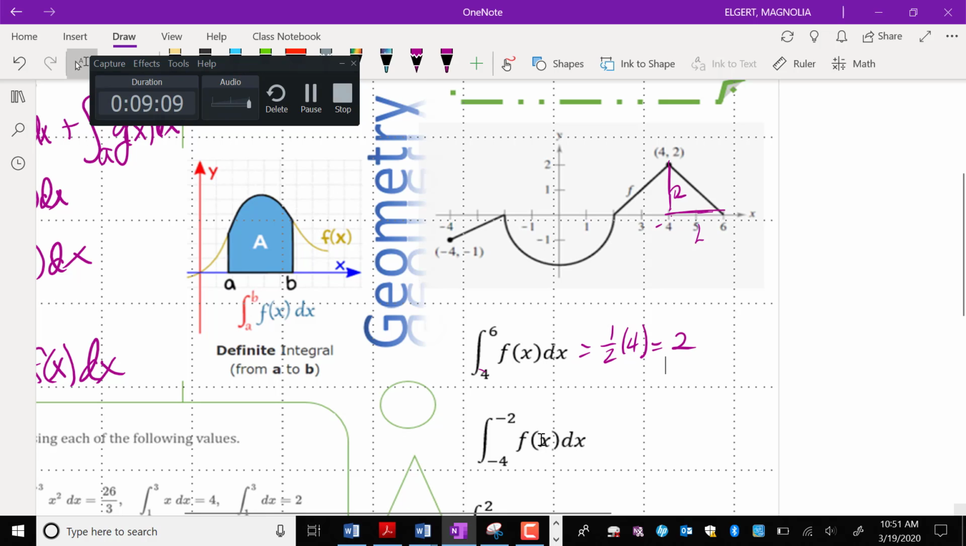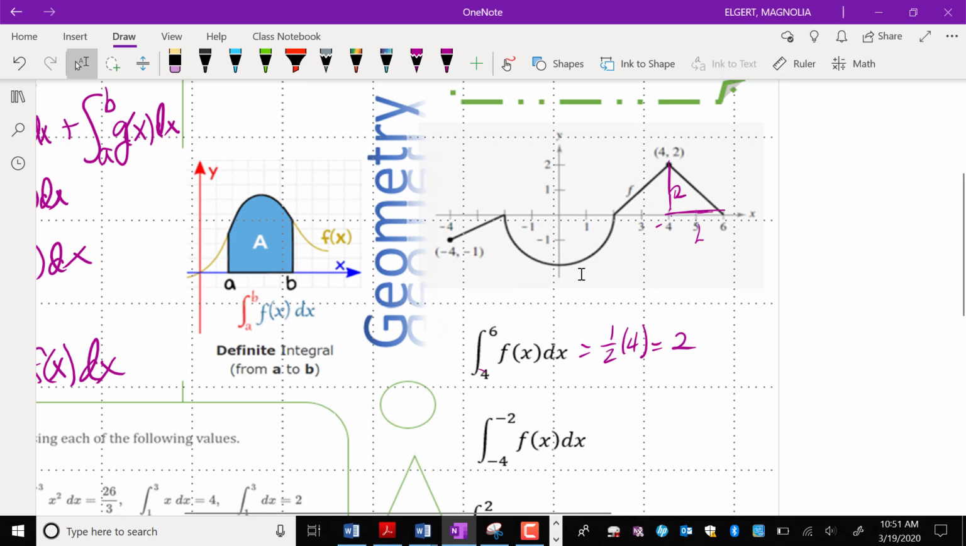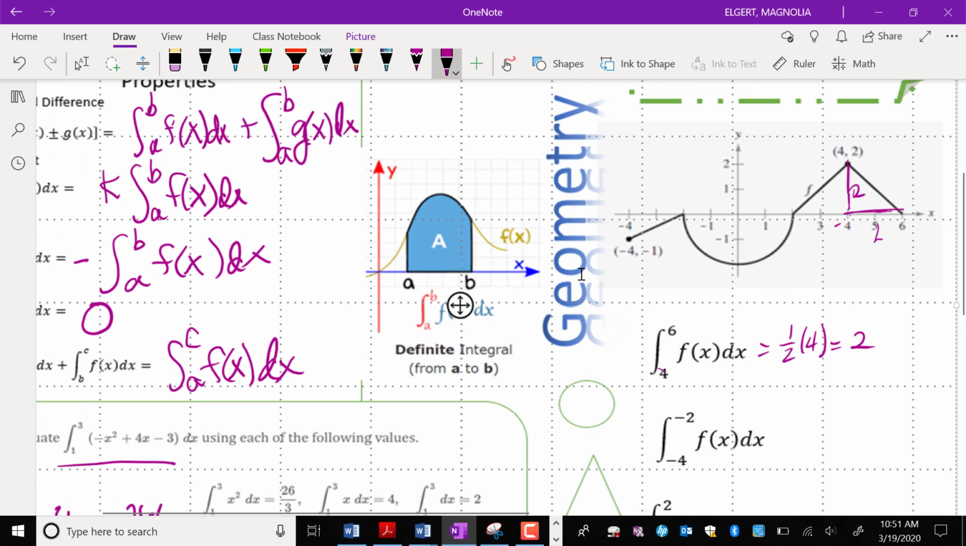Okay, and so our next one, the next one goes from negative 4 to negative 2. So that's right here, negative 4 to negative 2. Again, what shape is that? It's a triangle. All right, so you would have a base of 2, I'm sorry, a height of 1, and then you'll take half of that, and so that would just give me 1, but technically, remember it's below, so it's going to be negative 1.